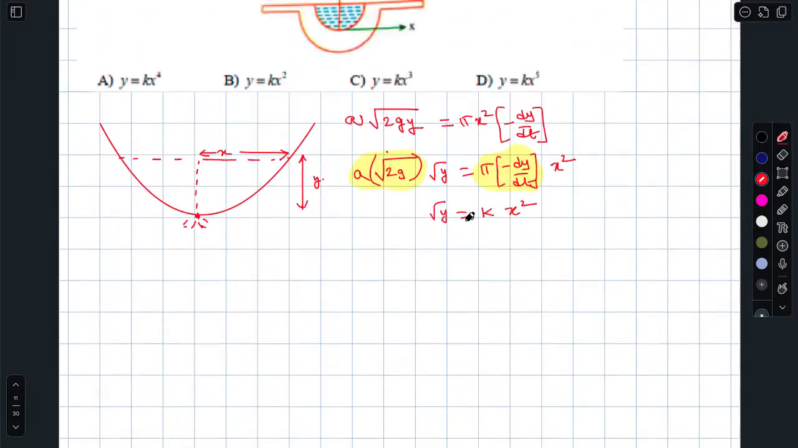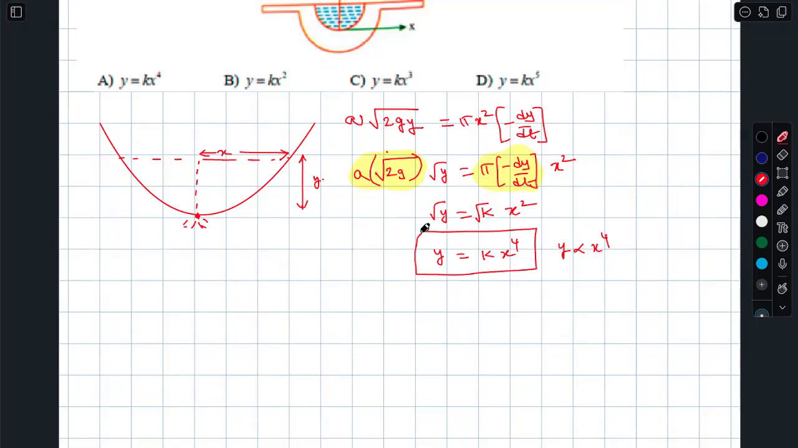Kx square. So obviously some k, or root k, let's say. I'll tell you based on the options. y is kx power 4, or I should say y is proportional to x power 4. It's not hyperboloid. It's not paraboloid. If it were a paraboloid, y would be proportional to x square.